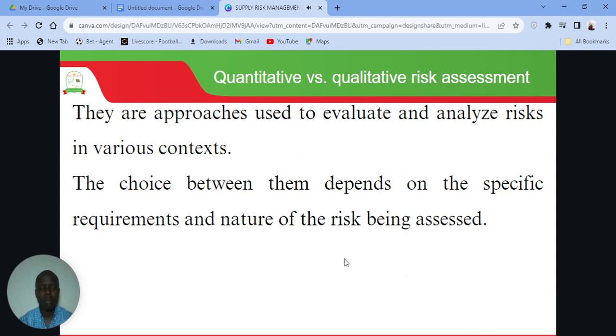Now, while assessing various risks, we could have what we call quantitative and also qualitative risks. And these particular methods of assessment are key because they help us to evaluate and analyze various risks in the supply chain. For you to choose which method to use, whether quantitative or qualitative, you need to be able to identify the specific requirements and the nature of the risk that your supply chain or organization is exposed to.